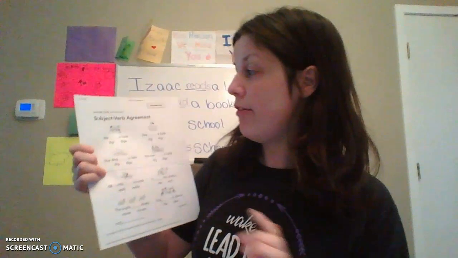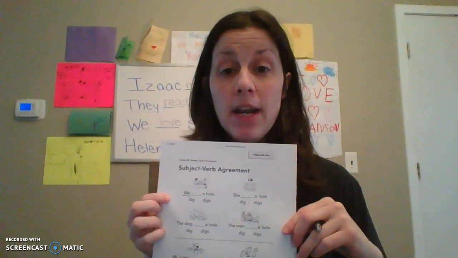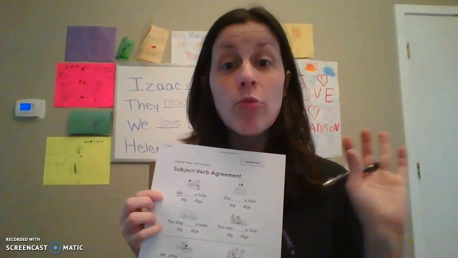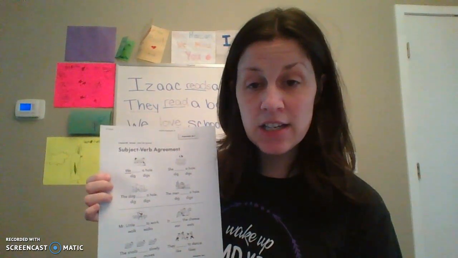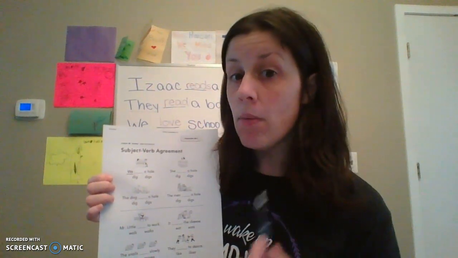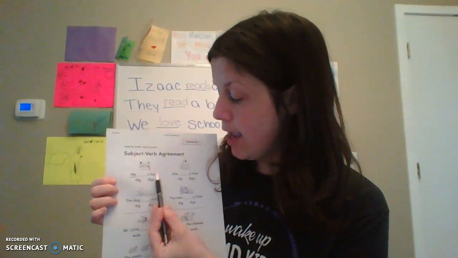So we have our first one. It says we. So let's underline our subject. So we have our word we. We meaning how many people? More than one, right? So it could be 2, 3, how many? Just more than one person. So we have to figure out which verb goes there. So we blank a hole. So we have our word dig and we have our word digs. If we meaning more than one, S or no S? More than one, no S. So we are going to say we dig a hole.